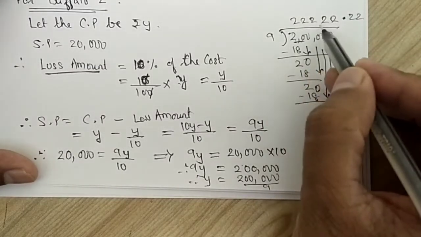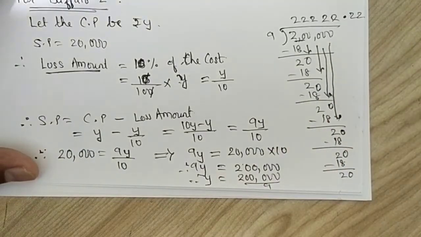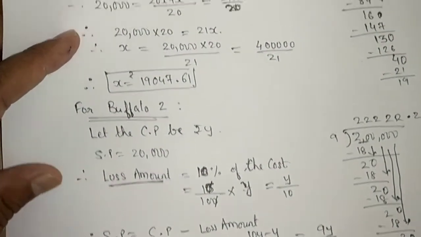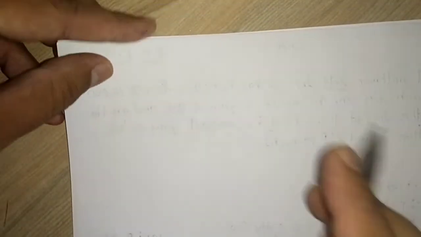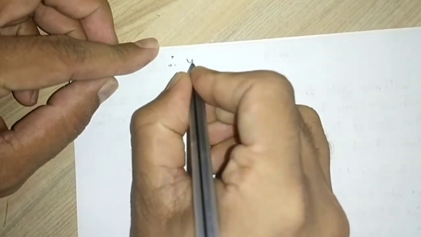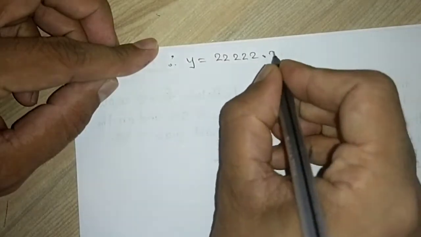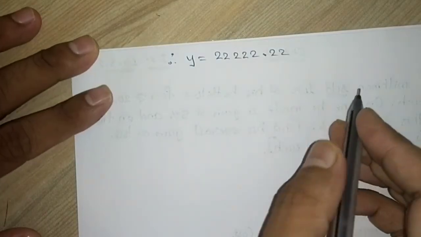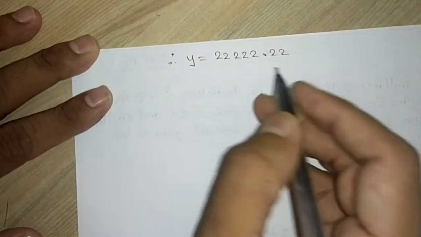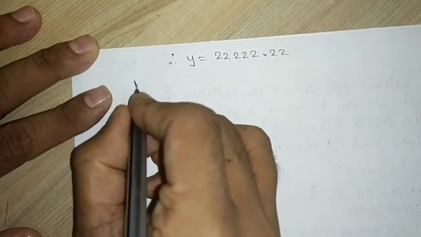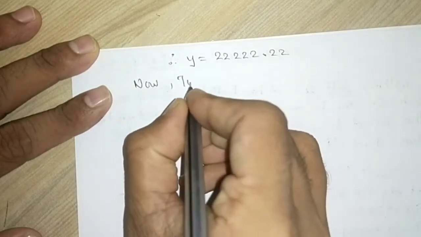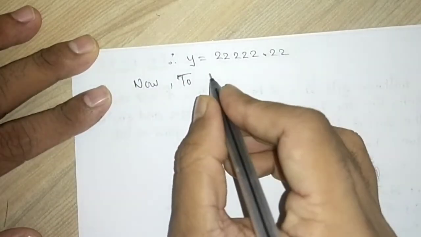So our answer will be Y is equal to 22,222.22. This is the cost price of the second buffalo.